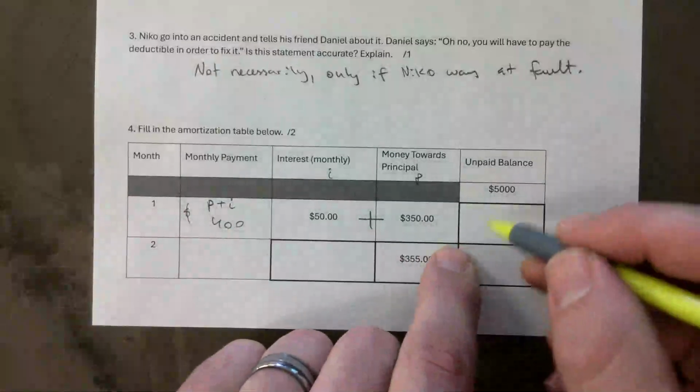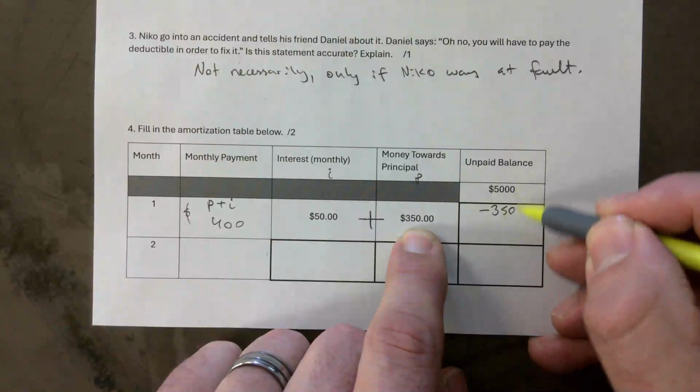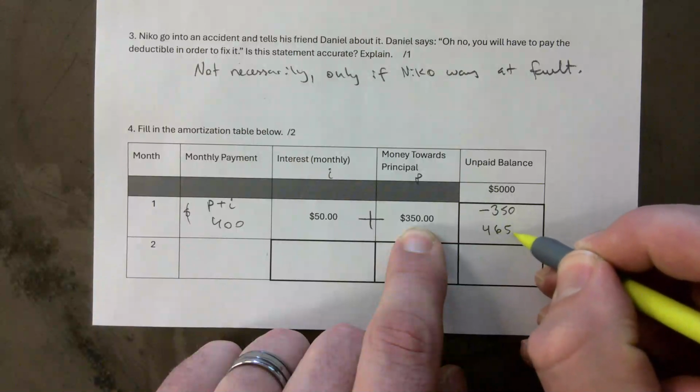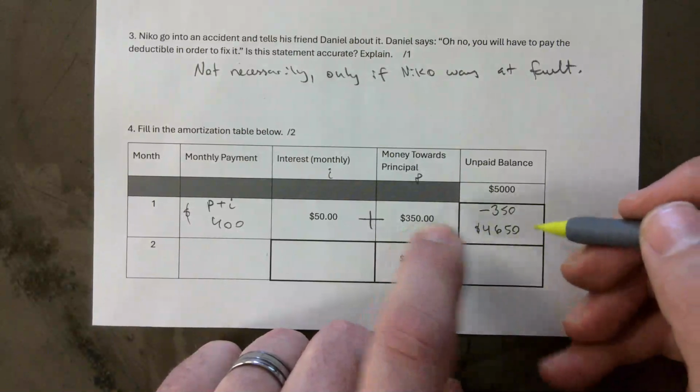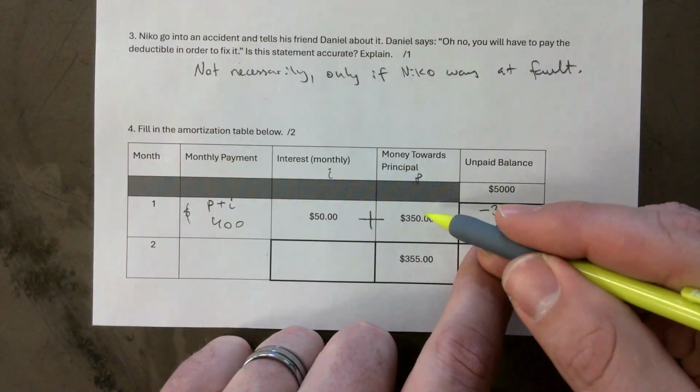Okay, what about this cell right here? You go minus 350, correct? This minus 350, that's 4,650. Yeah, my brain works. That's good. Right, this principal brings this down.